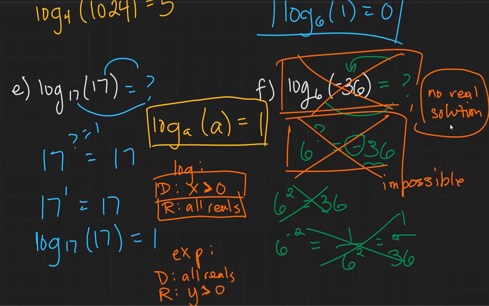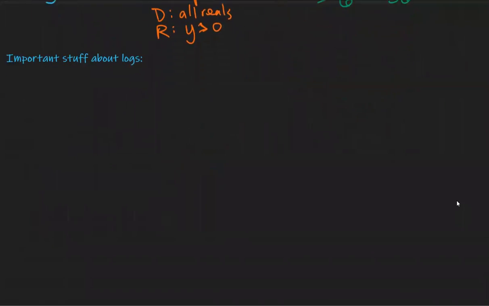If you research this a little bit, you'll actually find that this has a complex solution, and not complex as in complicated, but complex as in involving imaginary numbers, but we're not going to get into that. But if you're curious, maybe Google what happens when I take the logarithm of a negative number. You'll find some interesting stuff. Okay. So important stuff about logs.